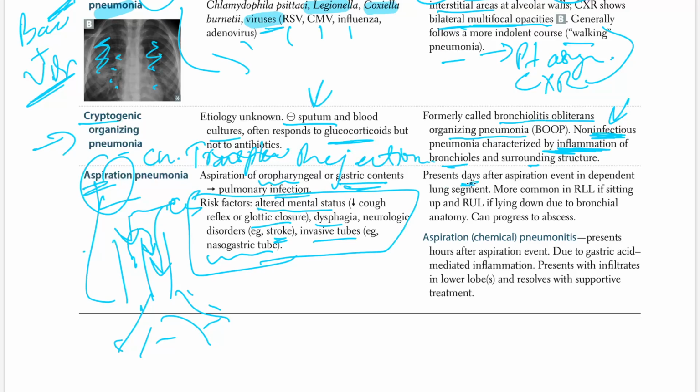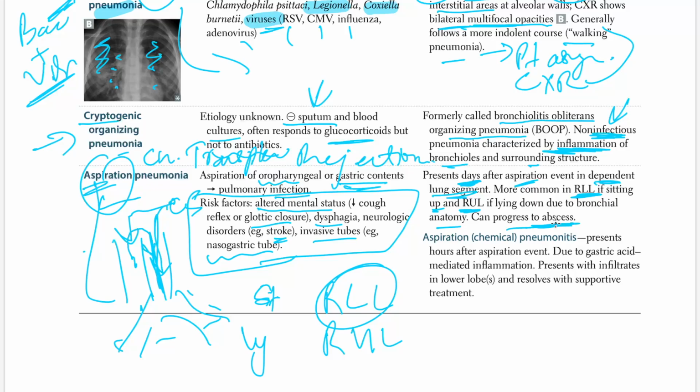It's going to present days after. That's important. You aspirate something, and it's not going to present right away. It's going to present days after the aspiration event, in an independent lung segment. We did talk about how the position you are in determines where things go in the lungs, so that's back in the anatomy portion. More common is the right lower lung lobe if you're sitting up, and the right upper lobe if you're lying down, due to the bronchial anatomy. It can progress to abscess. So whatever particle went down can lead to inflammation and abscess.